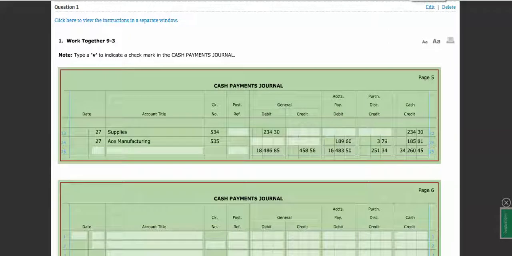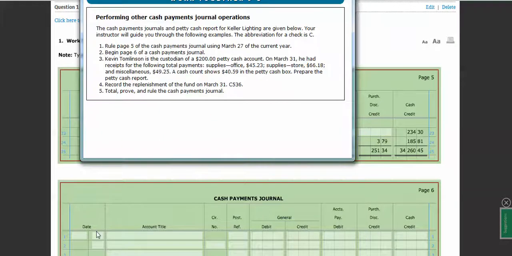This is chapter 9.3 to assist you in doing the work together and application problems. It's a follow-up video to the previous chapter 9.3 when we record payments in the cash journal. What we're going to do here real quick is take a look at our transactions.